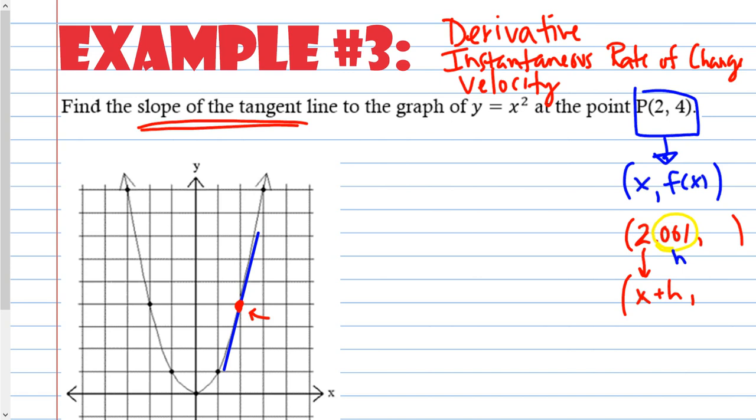Now, back to the blue part up here. I wanted to call the (2, 4) x and f of x, where f of x is just the function with the x plugged in. So I'm going to mimic that down here in my new point. I'm going to have my function f with my new x plugged in.